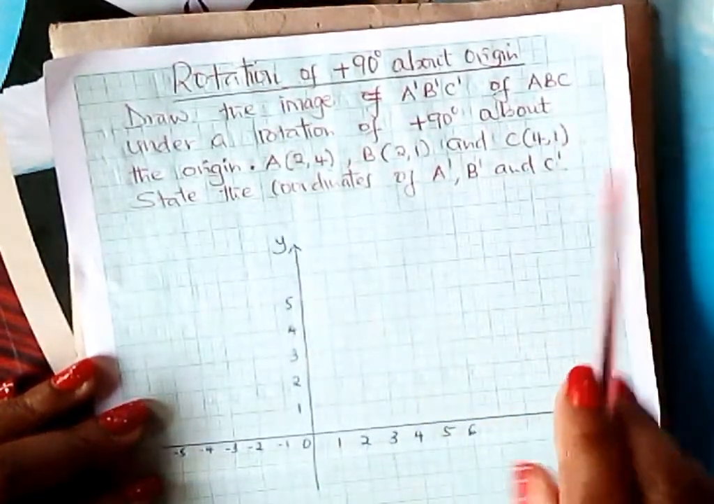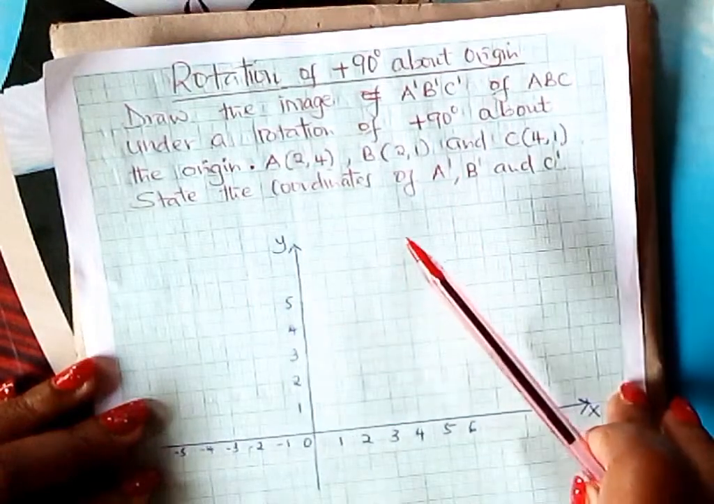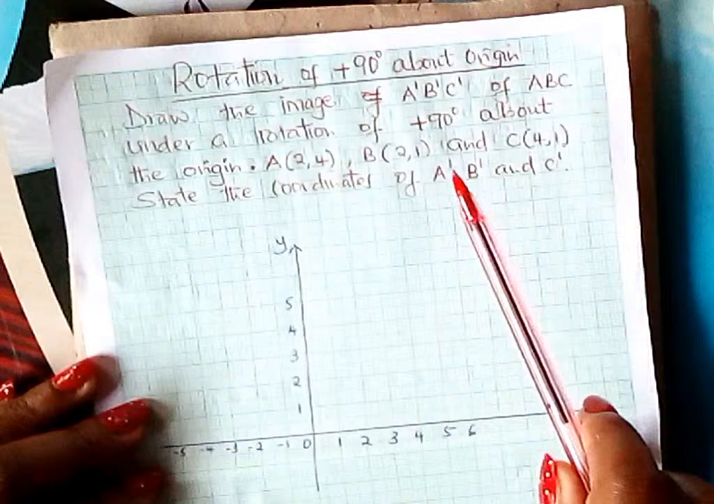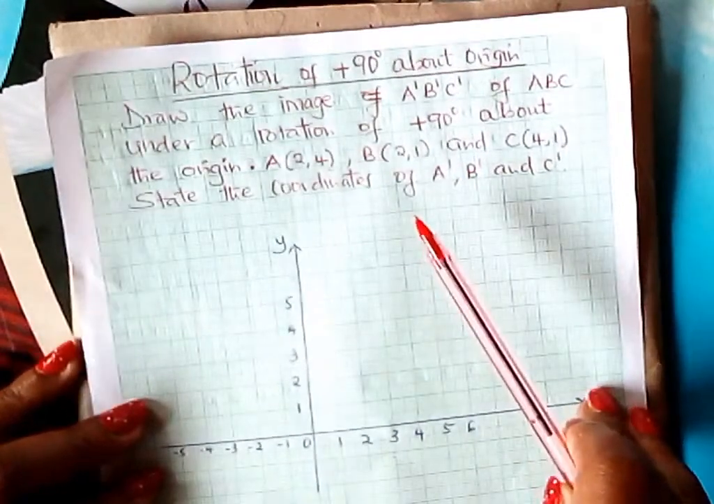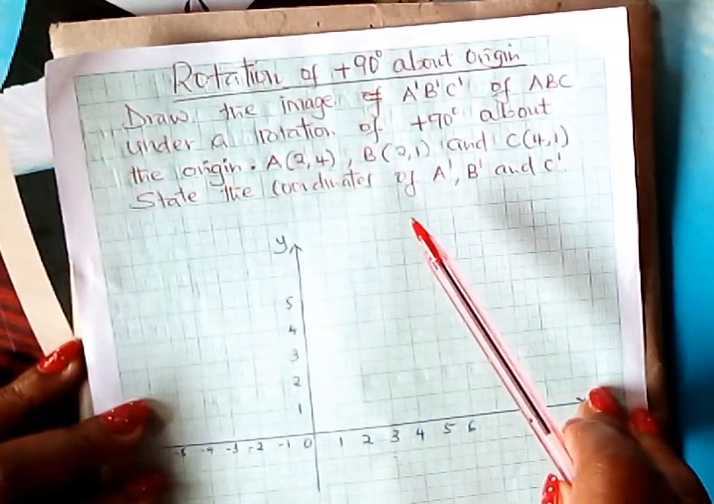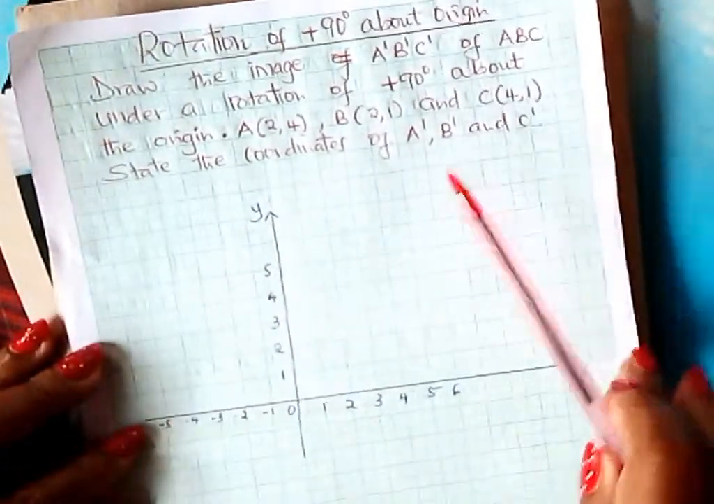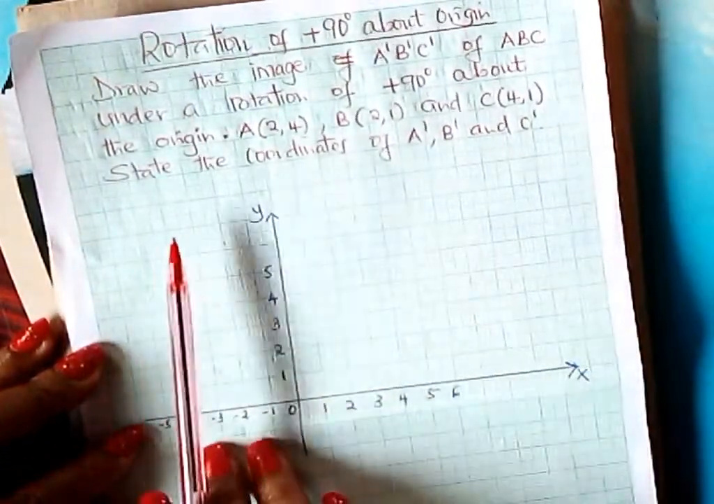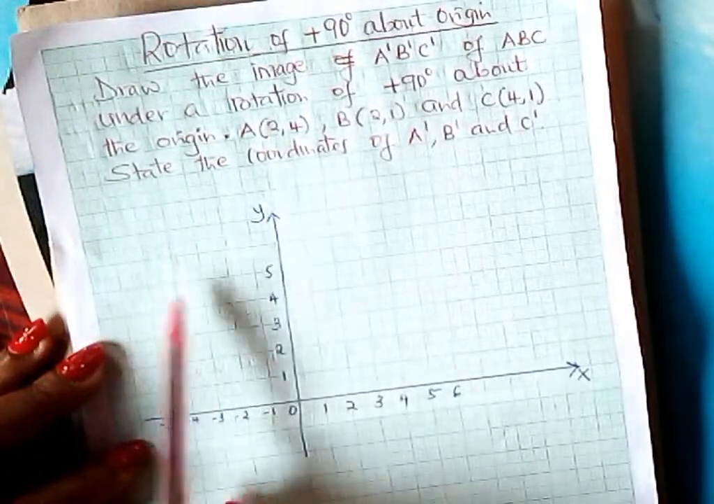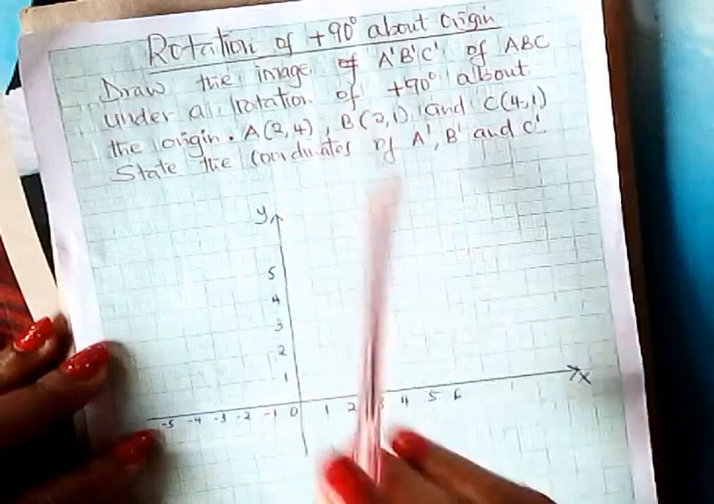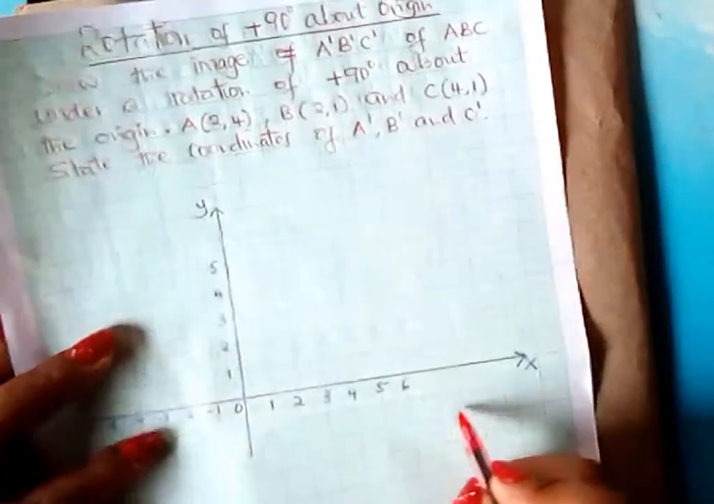Learner, I know you've been taught how to do this by construction, which is very important because you may be given any other angles apart from 90 and 180. Therefore, in this lesson, I'll not show you by construction. I'll show you how to rotate using another skill. So we are told to do a positive 90 degrees.